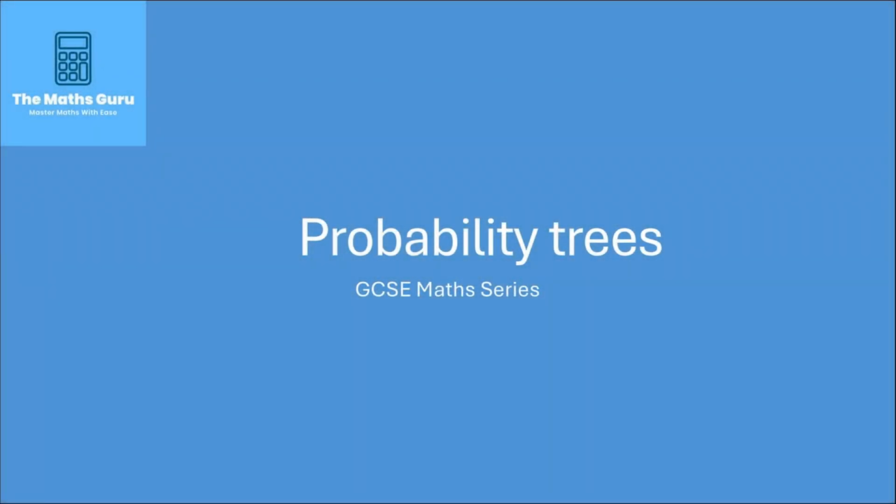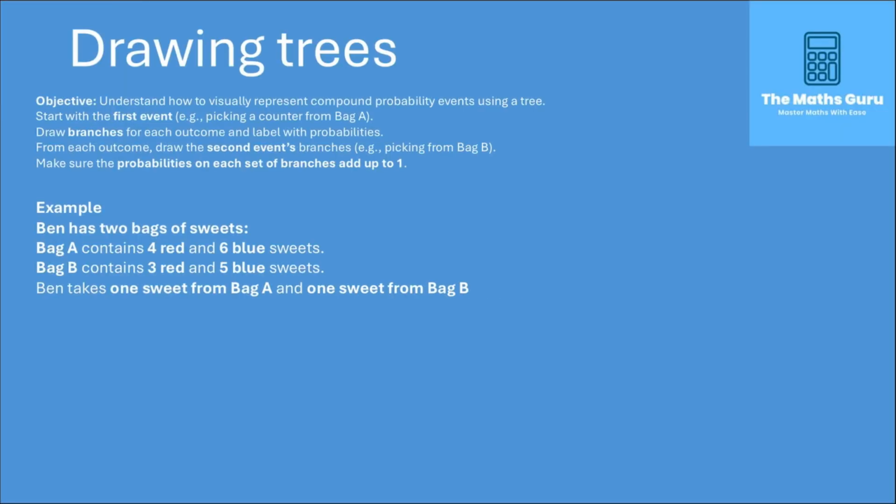Today we're going to be looking at probability trees. So let's get straight into it. To understand what we're doing today, we need to first understand what a probability tree is. A probability tree is used to represent a compound probability, and a compound probability means more than one event. So we need to work out the probability of more than one event. We do this using the tree.